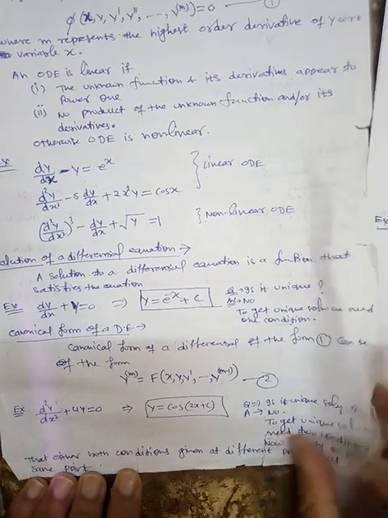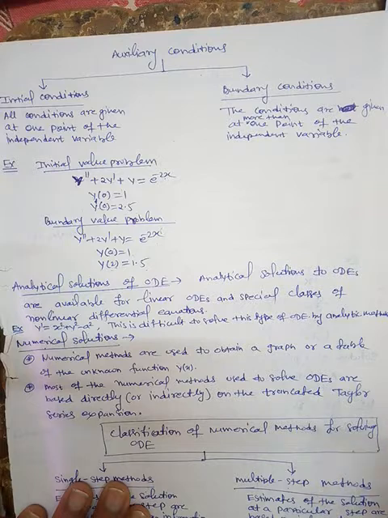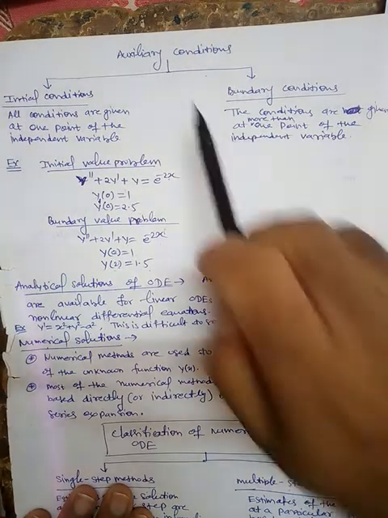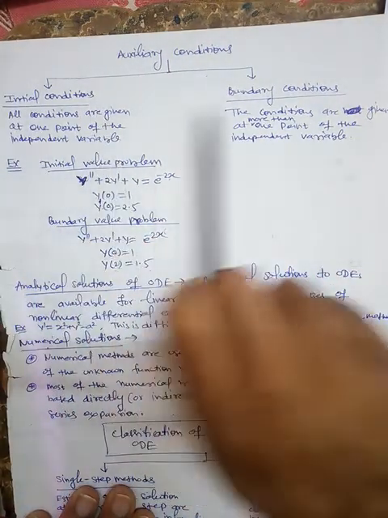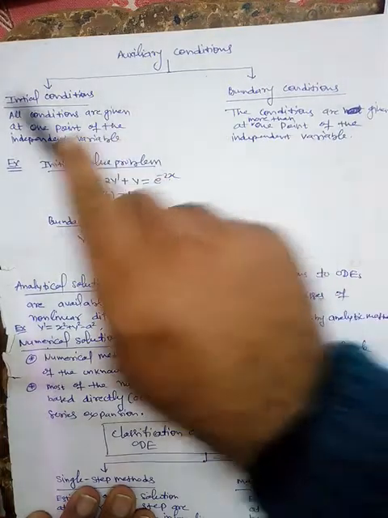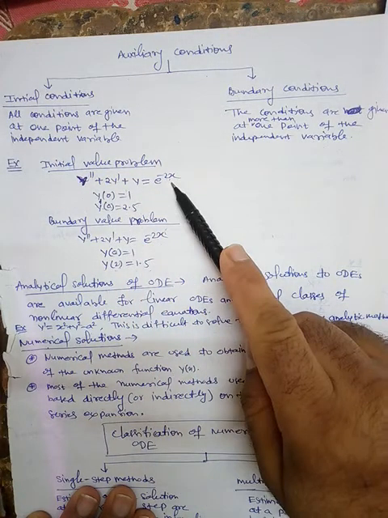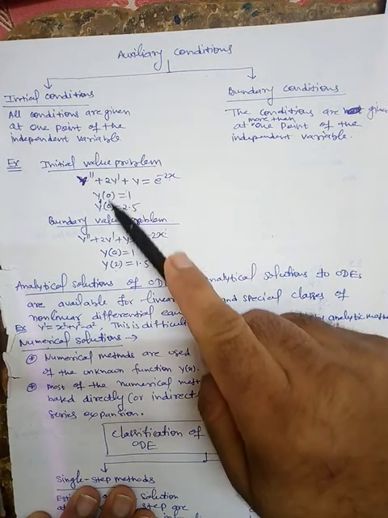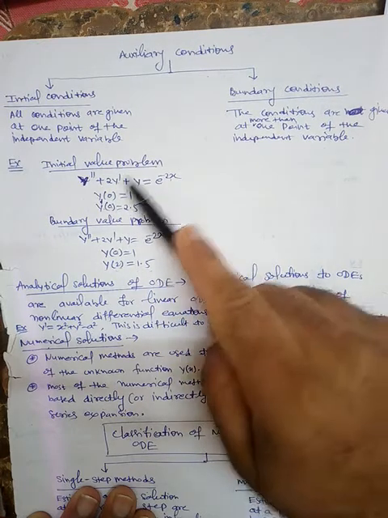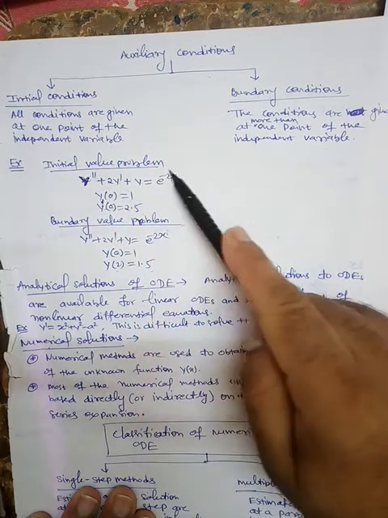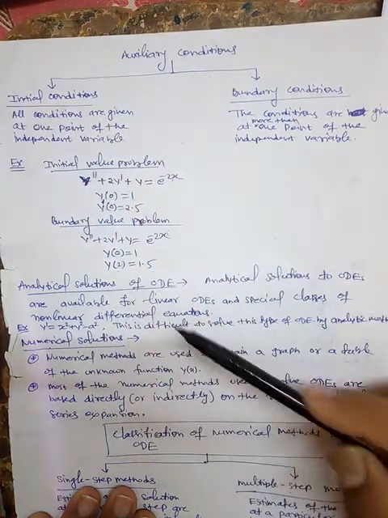Now if you solve the differential equation, as I have already told you, we need two types of conditions, either initial conditions or boundary conditions. If initial conditions are given to you like this, we have a differential equation with y at 0 is 1 and y dash at 0 is 2.5. This type of problem is known as an initial value problem, and these conditions are known as initial conditions.